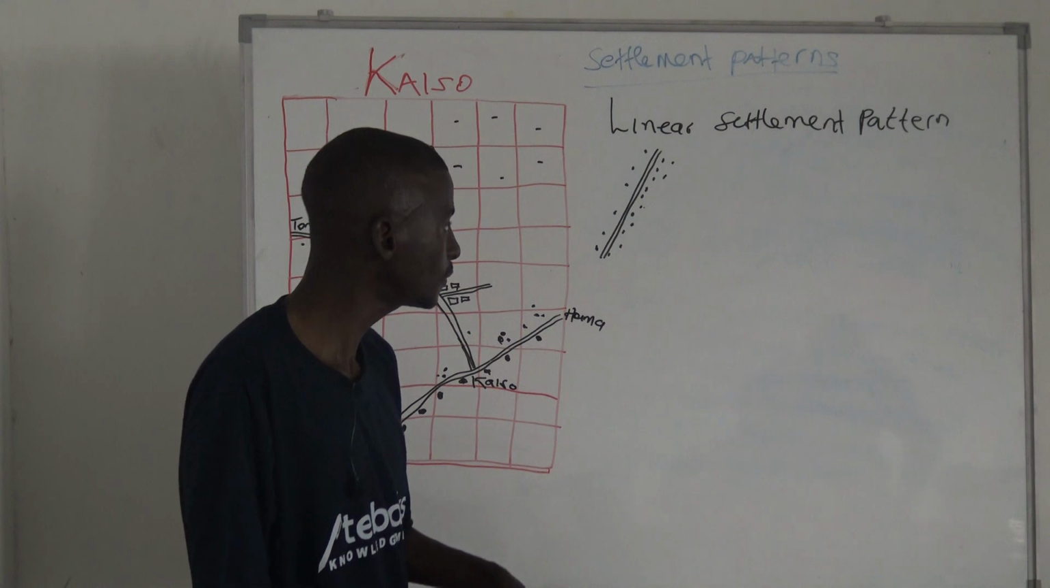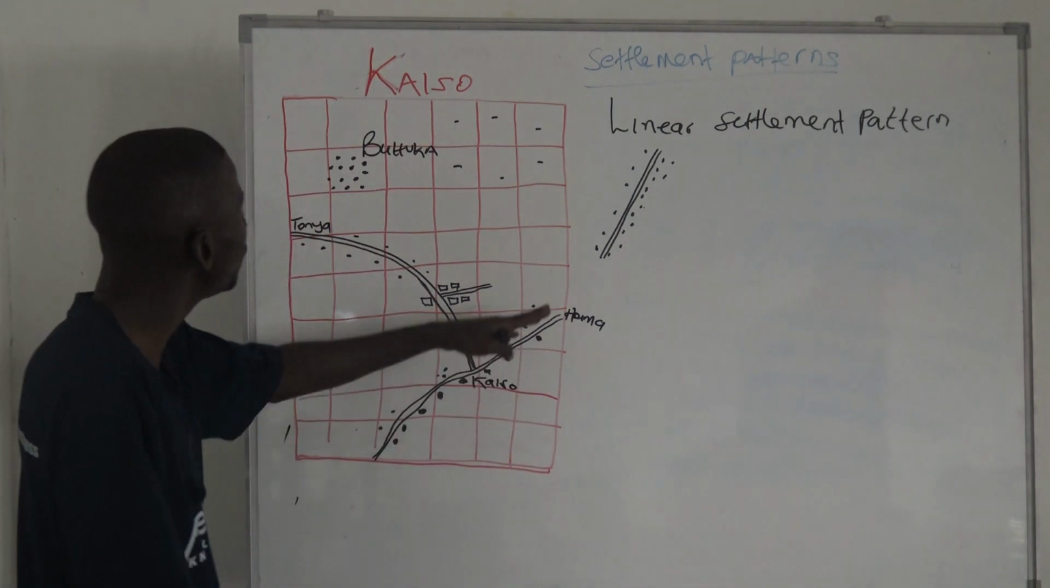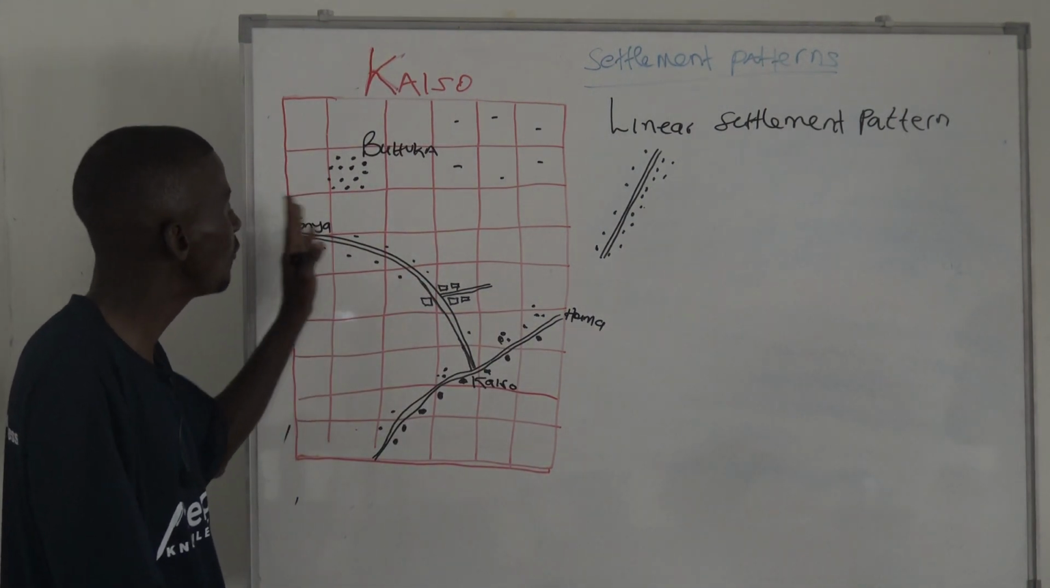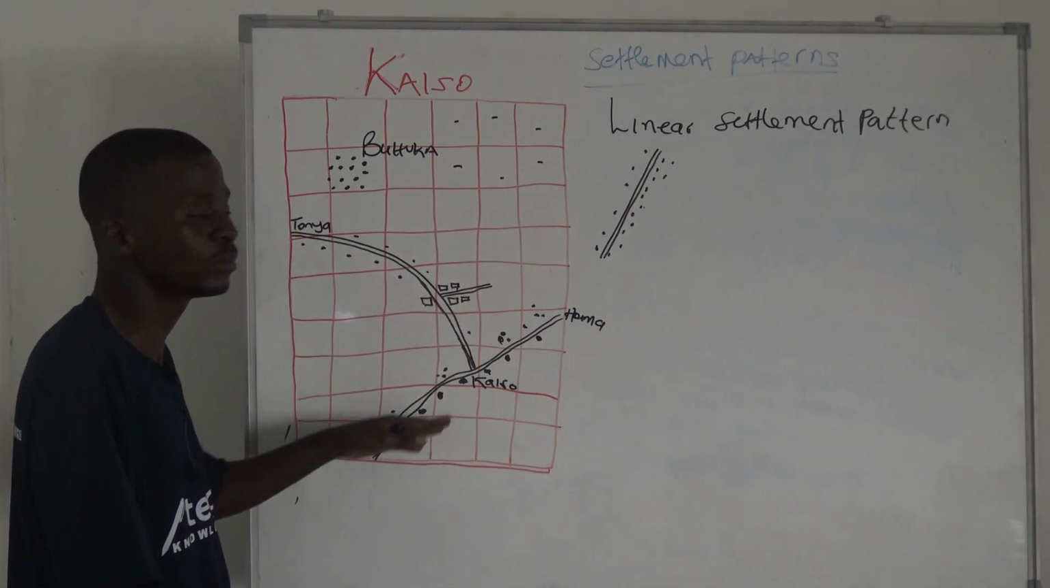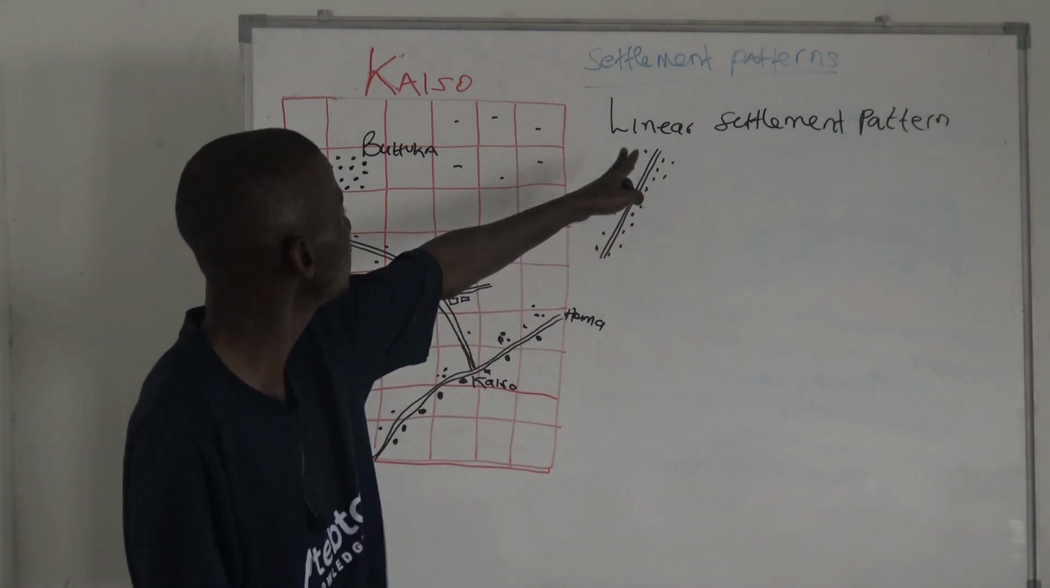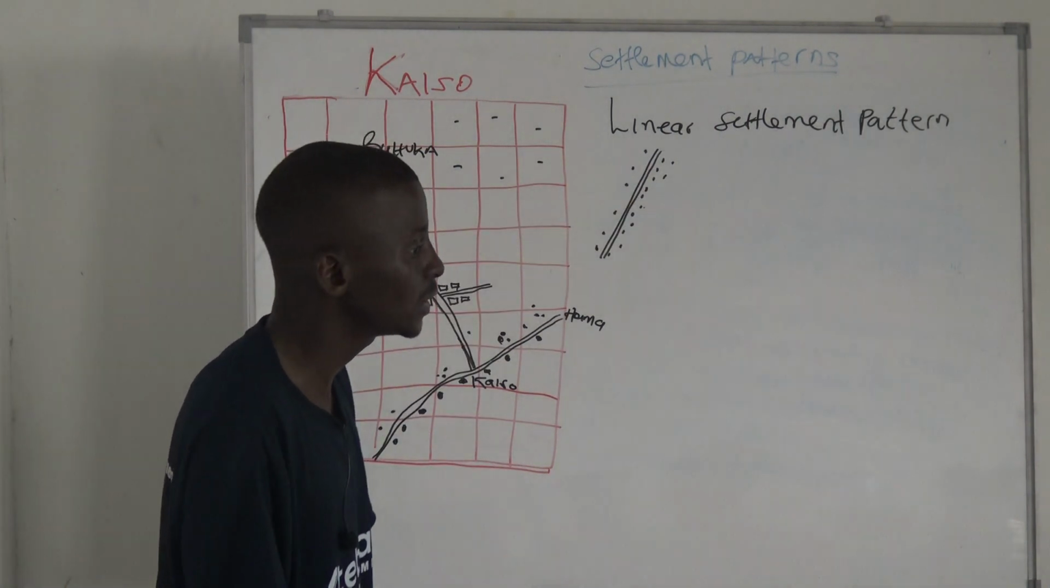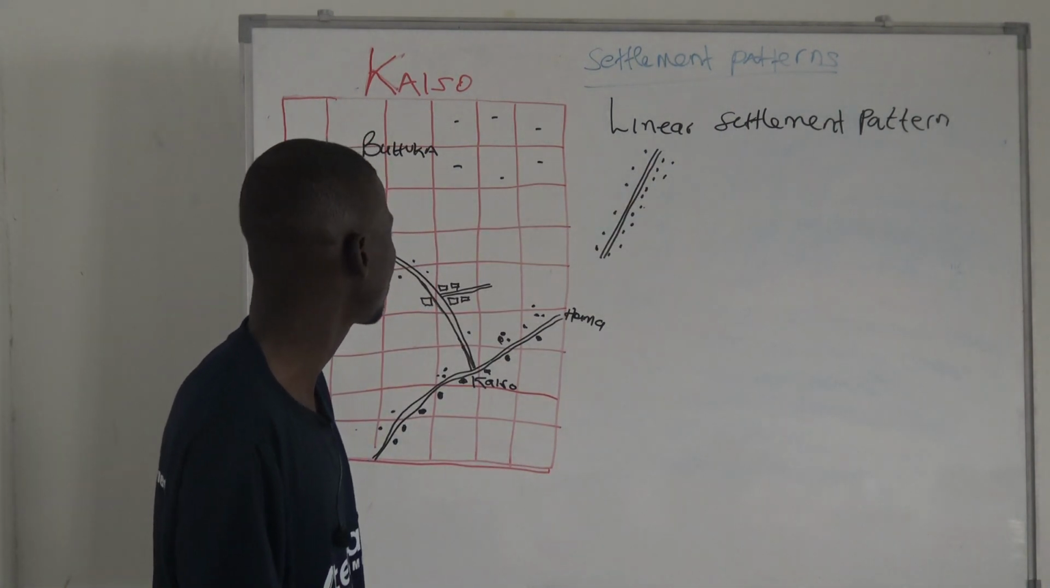So your work is to identify: do I have a road in this map? Do I have a lake, a river, or a swamp? Are dots along my road? Once you see that, tell the examiner that there is a linear settlement pattern.